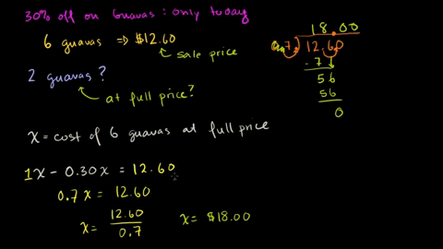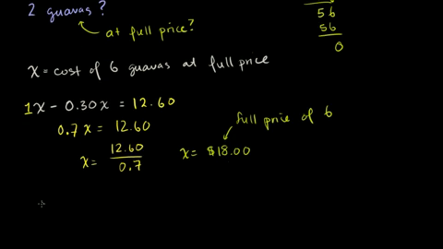Remember what x was. x was the full price of 6 guavas. Did I say avocados? x is the full price of 6 guavas. Now, the question is, how much will 2 guavas cost me at full price? Well, this is the full price of 6. So you immediately could figure out what's the full price of 1 guava. You divide 18 by 6. So 18 divided by 6 is $3. That's $3 per guava at full price.